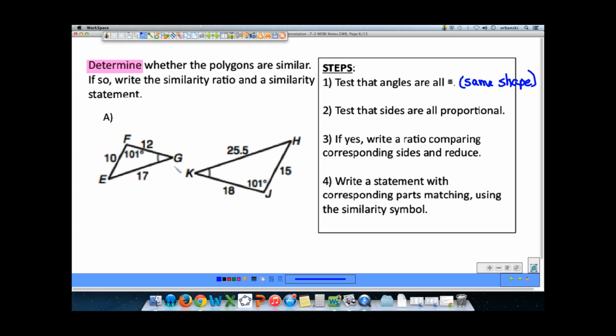And so to test them, we look at what we know. F is 101 and J is 101, so those are congruent. F is congruent to J. They're both 101. And also we know that G is congruent to K because that was given. Okay, both of those are given.